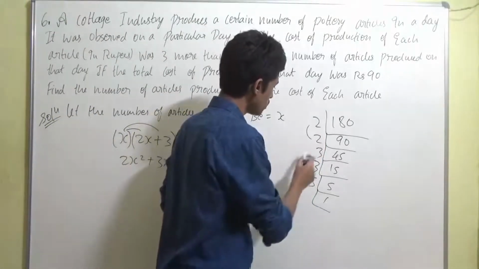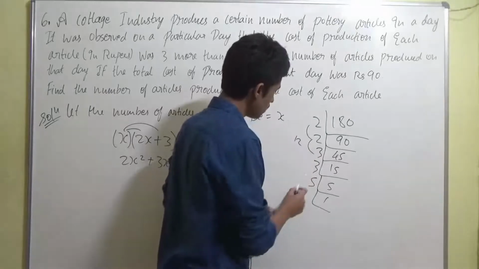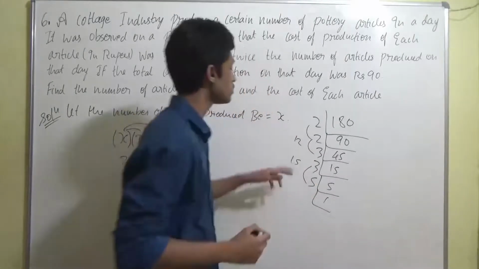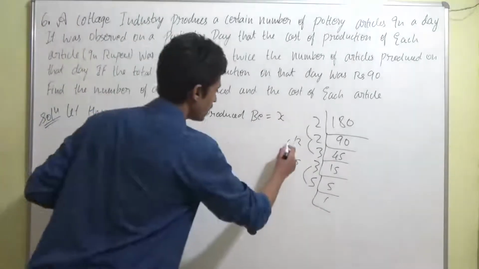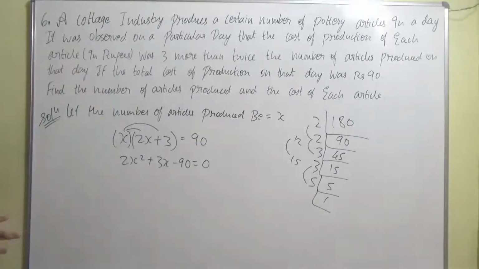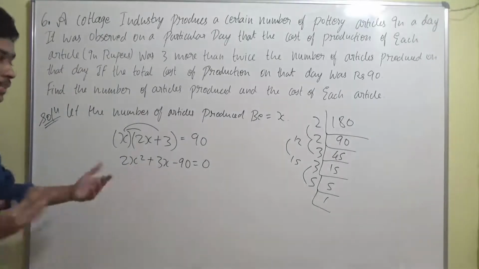So 2 into 2 is 4, 4 into 3 is 12, and 3 into 5 is 15. Yes, guys, so 12 and 15, what is the difference? 3 is the difference between them, right? That's what we want.